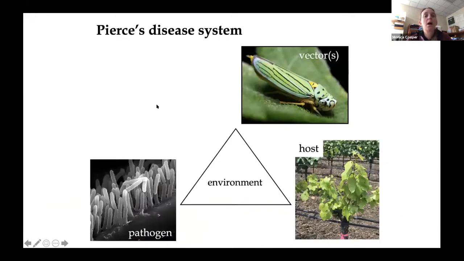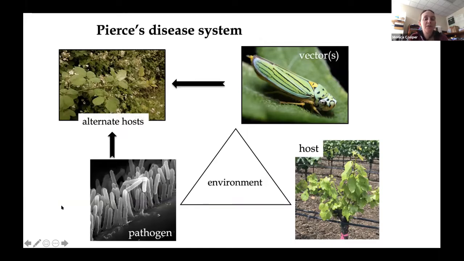All right, so Pierce's disease. What's important about the PD system: we have vector, we have host, pathogen, and of course the environment, your sort of typical disease triangle. But what we also have are alternate hosts for both the pathogen and the vector that come into play. So I'm going to talk about all of these different components, and then we'll go into management a little bit more.